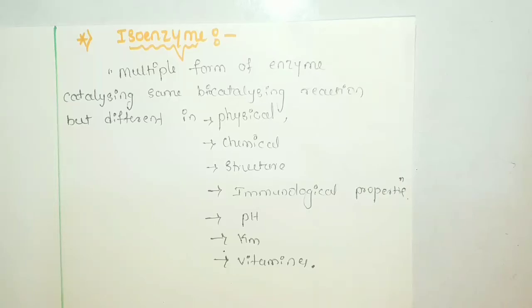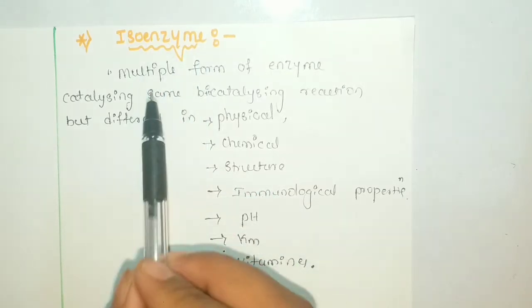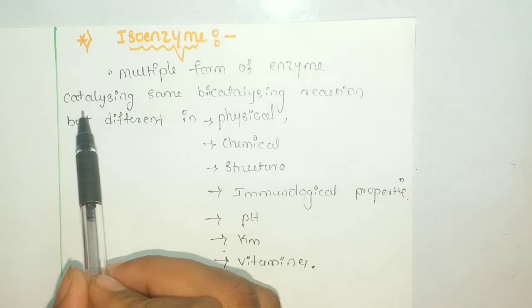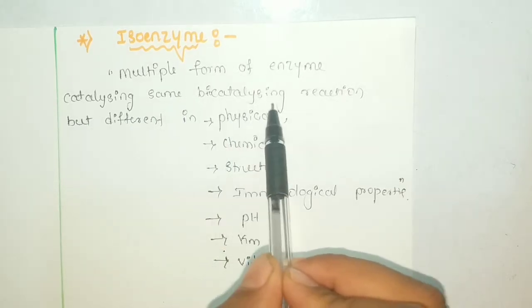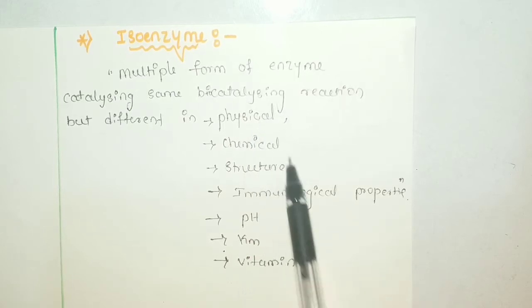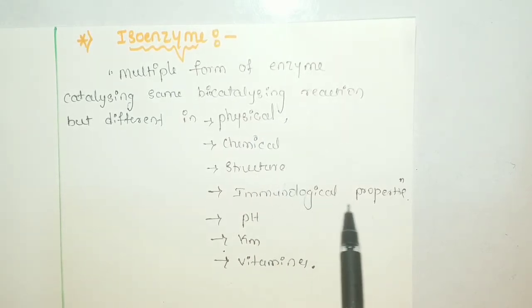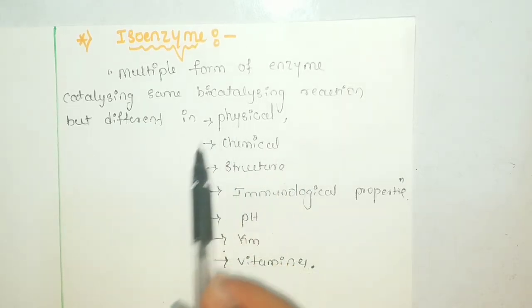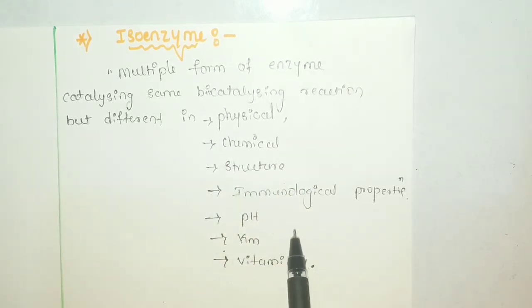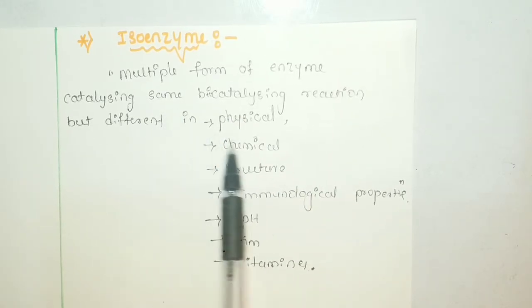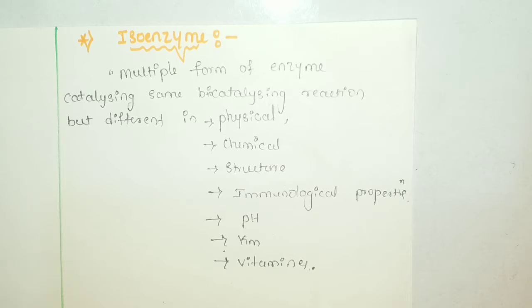Hello friends, today we are discussing the isoenzyme. Isoenzyme means the multiple forms of an enzyme catalyzing the same biocatalyzing reaction but differing in physical, chemical, structural or immunological properties, pH, Km and vitamins. These have a difference in properties but the same biocatalyzing reaction. It is called an isoenzyme.